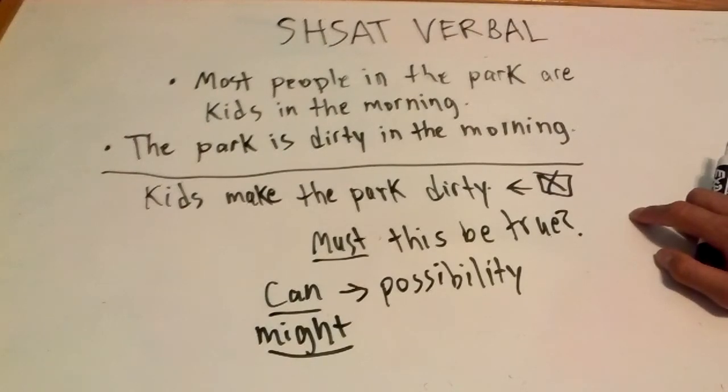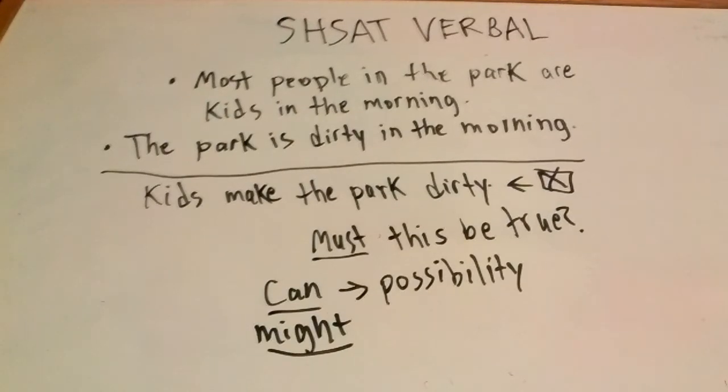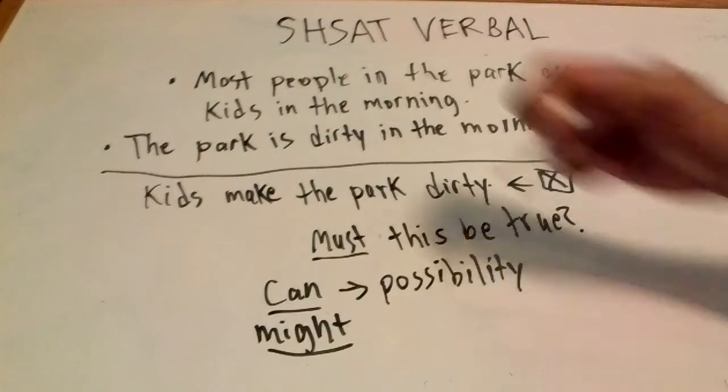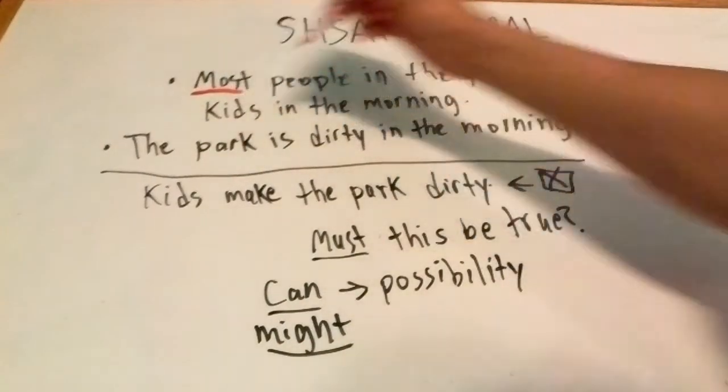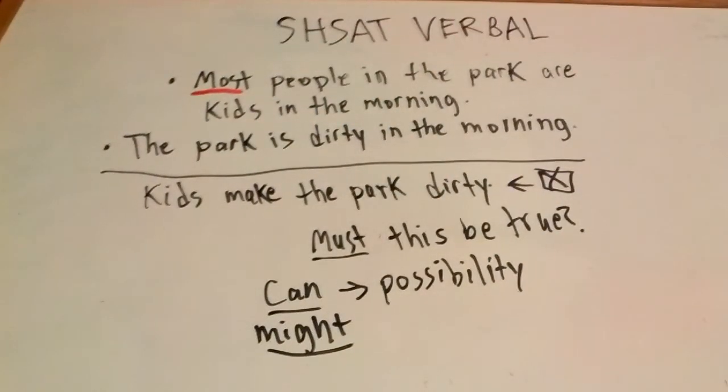Now, luckily for you, the SHSAT works with certainties most of the time. And when it doesn't, it's extremely obvious. And so you have to pay special attention to the words that they use. For example, I would advise you here in this case to pay attention to the word most. Because there are adults in the park. What if it just so happens to be that though most of the people in the park are kids, the few adults that are there are actually the ones dirtying the park? What if they are the culprits?